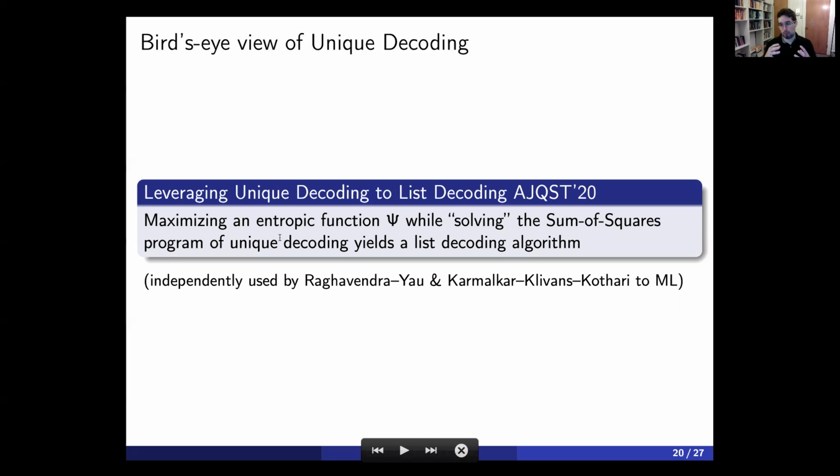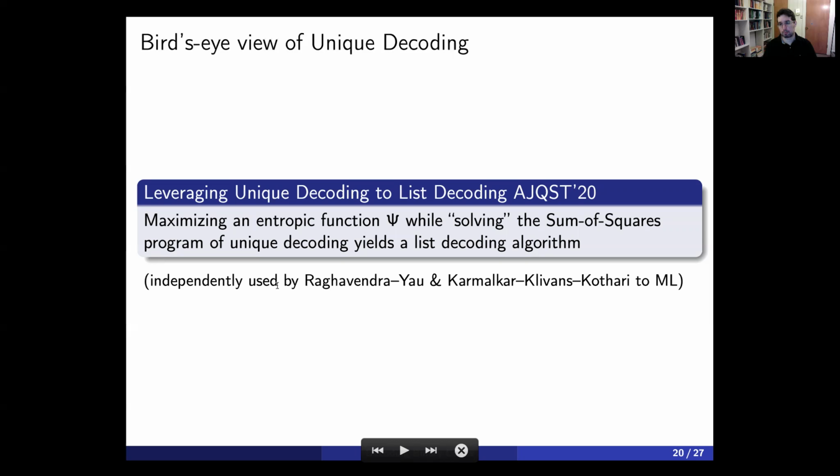Somehow, while solving those SDPs, we can think that we had some sort of entropic potential that was making the SDP solution richer, and then we could do list decoding. It's as if we leverage unique decoding to list decoding. We need to work for that. It's not immediate, but it's a bit generic.